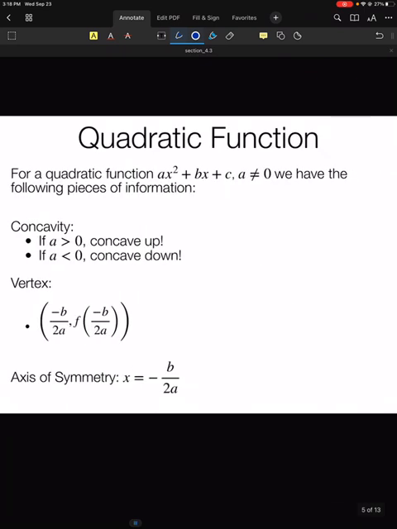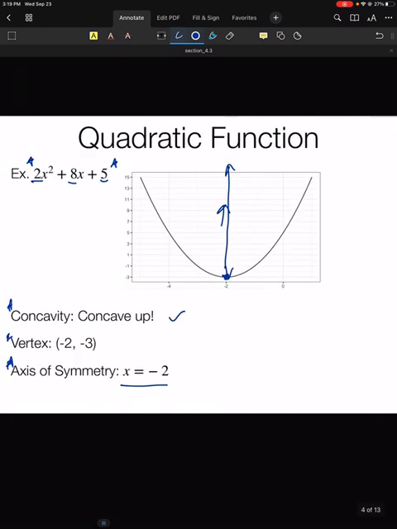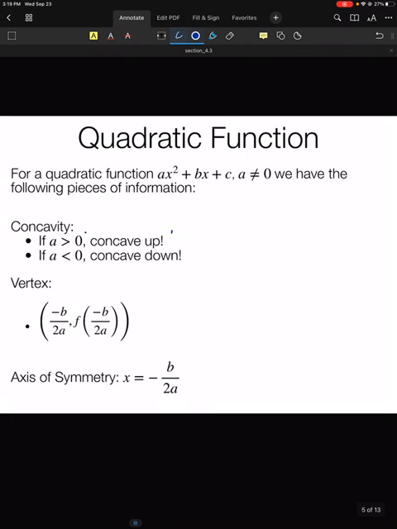So for a quadratic function, ax squared plus bx plus c, we have the following pieces of information. If that leading coefficient is greater than 0, then we have a concave up graph. If you go back to this example, you'll see that 2 is greater than 0, so it's lifting up, so concave up. If that was a negative number out in front, it would be concave down. The vertex always happens at -b over 2a. The x-coordinate of the vertex is -b over 2a, and the y-coordinate we find by substituting -b over 2a into the function.